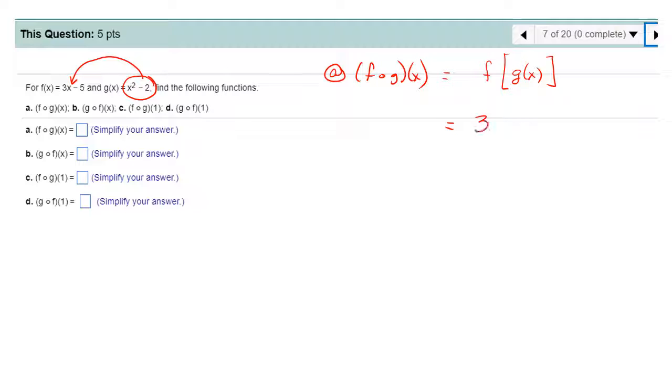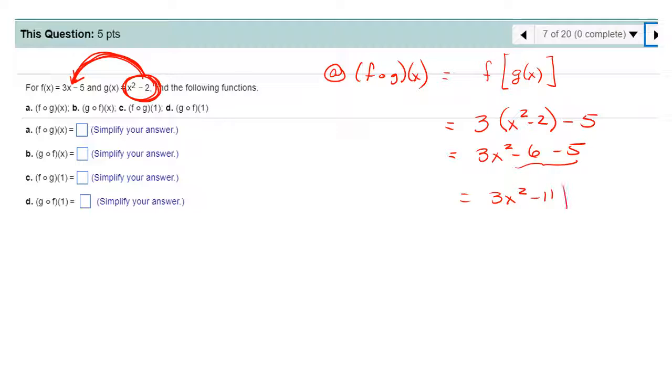So that will give me 3 times x squared minus 2 and then minus 5. Notice the x squared minus 2 replaces the x in that first function. Then I will work it out. So it will be 3x squared minus 6 minus 5 using the distributive property. Combine like terms, and I get 3x squared minus 11. My first answer I would type in 3x squared minus 11.